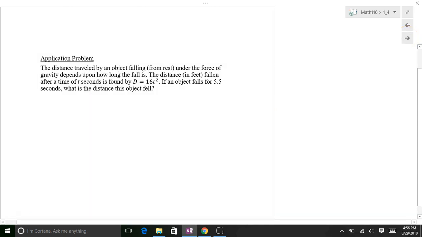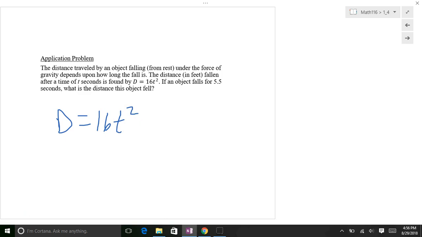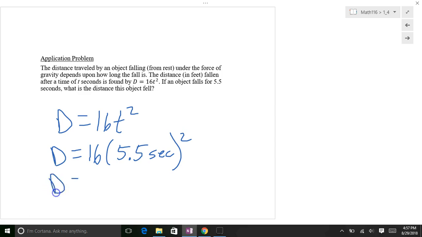All right, let's do an application. The distance traveled by an object falling under the force of gravity depends on how long the fall is. The distance fallen after a time of t seconds is found by d equals 16 times t squared. So if an object falls for 5.5 seconds, we're just going to put that 5.5 in. What's the distance the object fell? So we go 5.5 times 5.5, which gives us 30.25. And then 16 times 30.25 gives you 484.